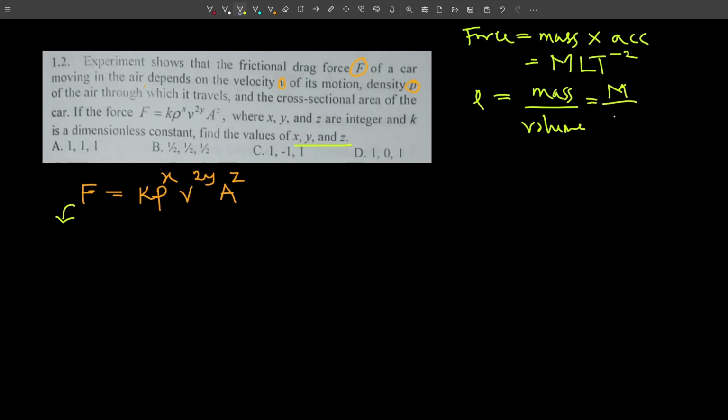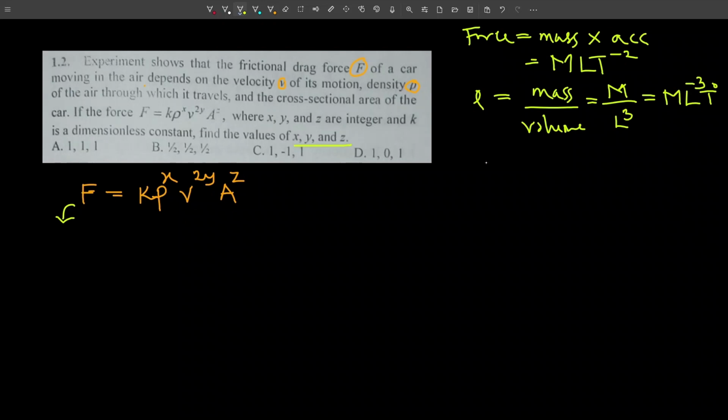The dimension for volume is L raised to the power 3, because it is length times breadth times height. This is going to give me ML raised to the power minus 3. If you decide to add your t, just add t raised to the power 0. You understand? Since there's no t here, t raised to the power 0 is obviously 1.